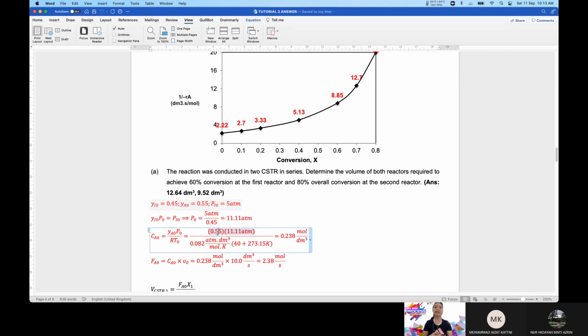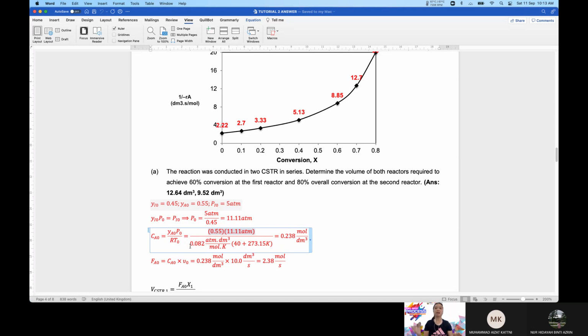So if you know tekanan A directly, you terus gunalah PA naught divided by RT naught. Okay, so my example, I find P naught. But you may also find PA naught directly pun boleh, and you use either one. If you calculate correctly, your CA naught will be the same. Okay, so dalam contoh saya guna P naught tu saya darab dengan YA naught. So I divided by R, my R value 0.082. Again, I use 0.082 because my pressure unit is ATM.